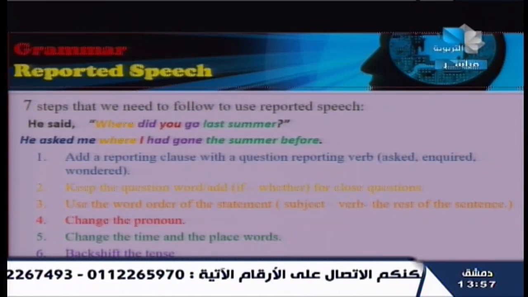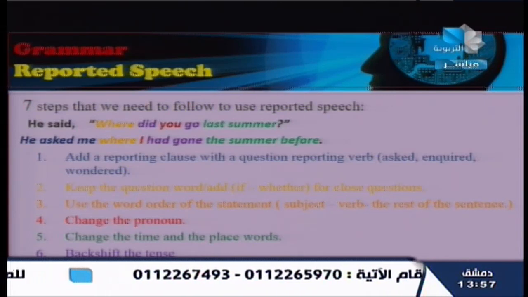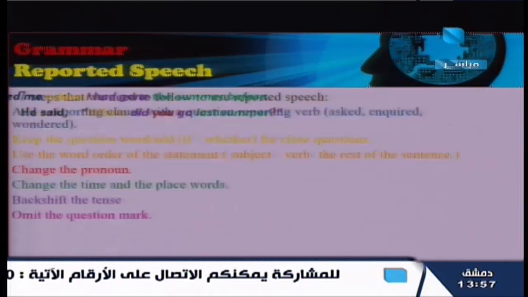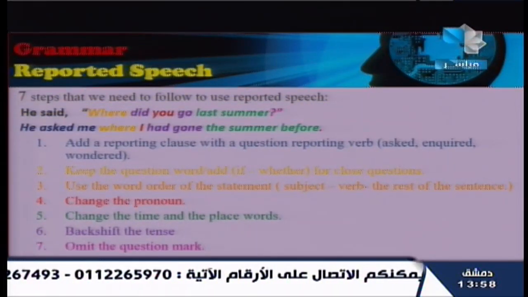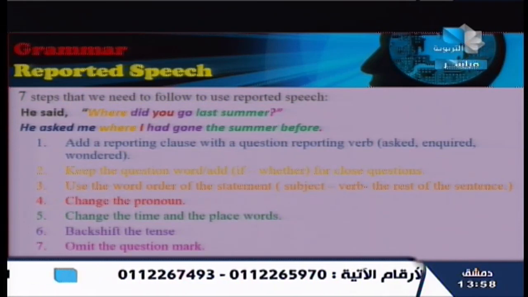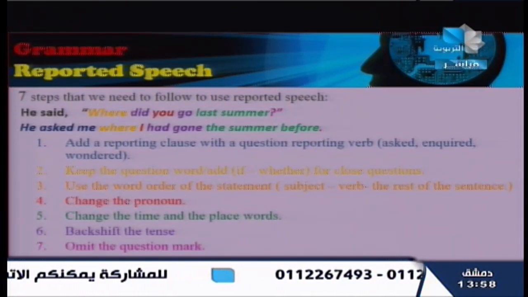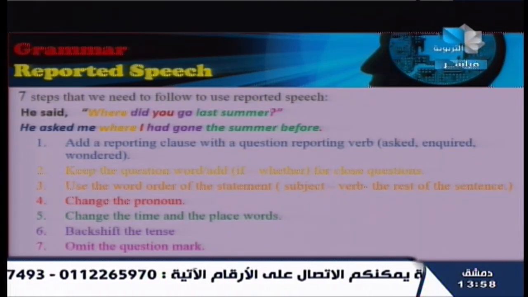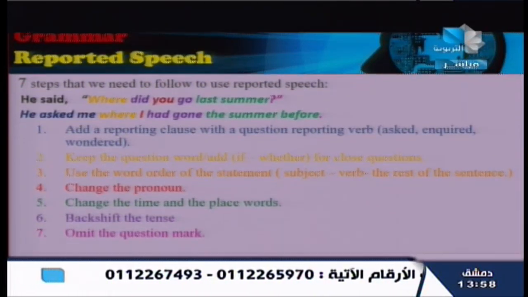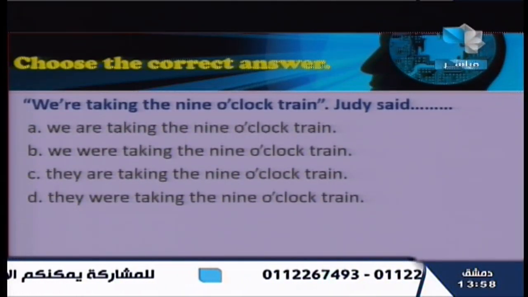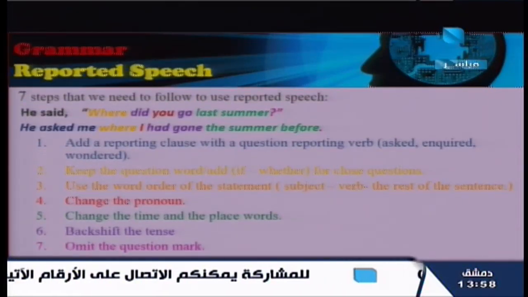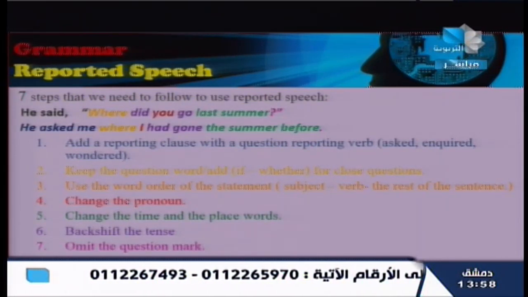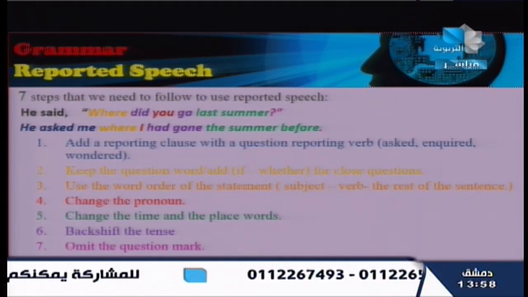To backshift the tense, the example was, where did you go last summer? It is in the past. When we reported it, we changed the tense from past simple into past perfect, and the reported question has become, she asked me where I had gone the summer before. We change did you go, past simple, into past perfect, had gone. Okay, the last one, omit the question mark. So we are here in a normal statement. He asked me where I had gone the summer before.